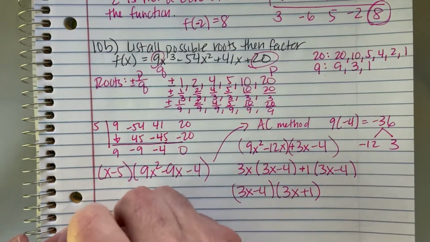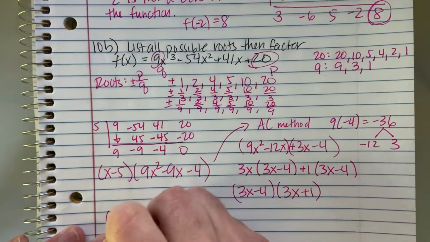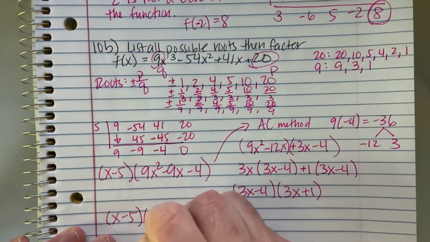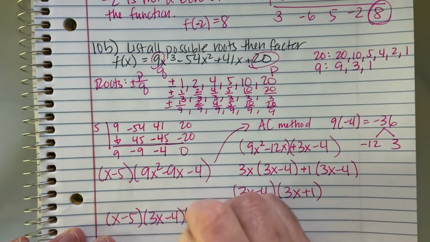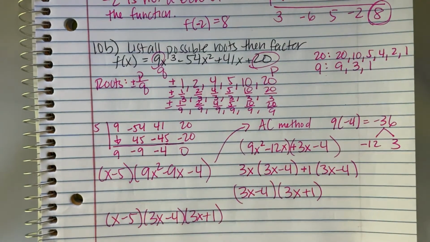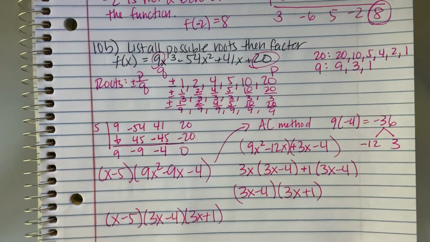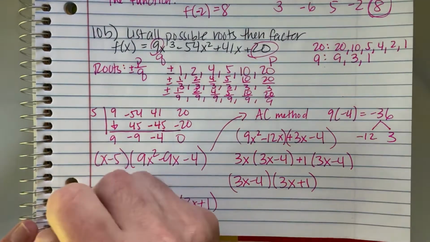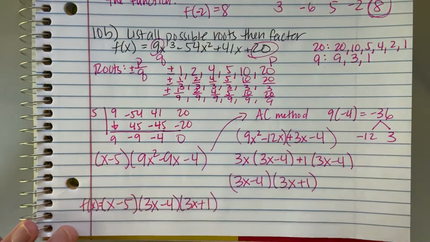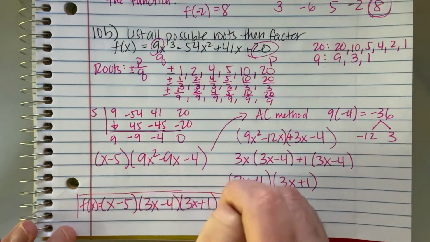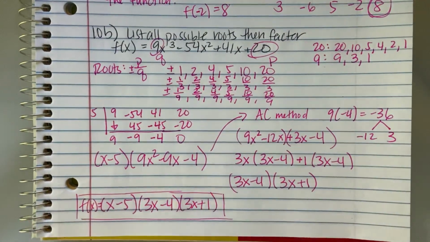So fully factored, I take that x minus 5 from before and put it next to the 3x minus 4 and the 3x plus 1. Now it's just asking for factors, so we're not going to solve these by setting them equal to 0. We're just going to say f of x is equal to that. So this is the first set of problems to review, so we'll do more next.